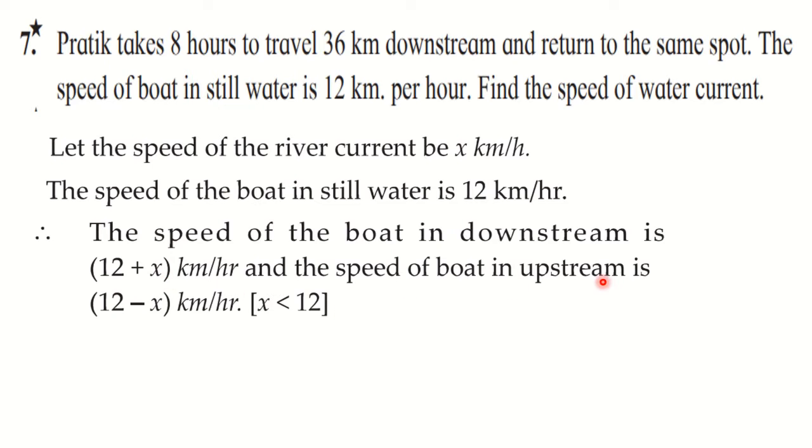And when it is going upstream, that time it is going to oppose. That is why we have to go for subtraction. So the speed of the boat downstream is 12 plus x kilometers per hour and speed of the boat upstream is 12 minus x kilometers per hour. As I have said, x is always less than 12 because speed cannot be negative. What will happen if the speed of the water current here is more than the speed of the boat? The boat cannot travel upstream. So this condition is very, very important, that the speed of the water current is less than the speed of the boat.